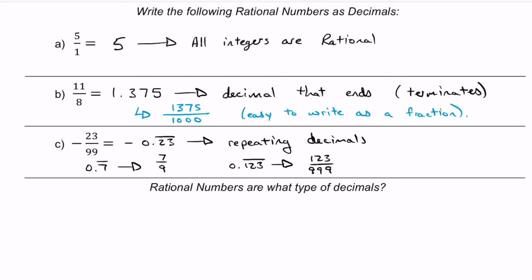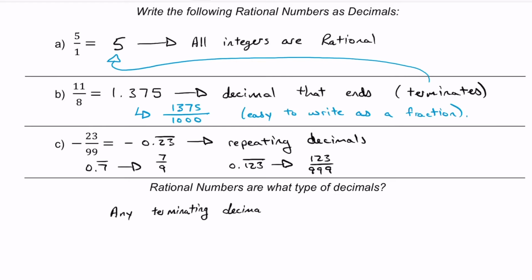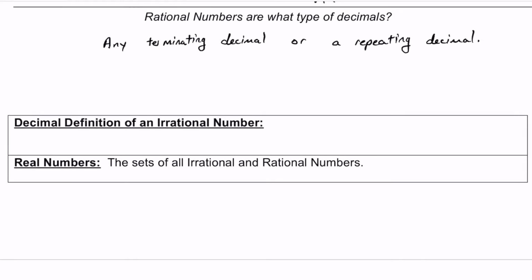All right, to get a decimal definition of a rational number, we're going to put this all together. The first thing to notice is that 5 we'll consider a terminating decimal number. It doesn't keep going forever, it just stops, so we say it terminates. So a rational number is any terminating decimal number or a repeating decimal number. As long as it ends or repeats, we can write it as a fraction, and those are rational numbers.